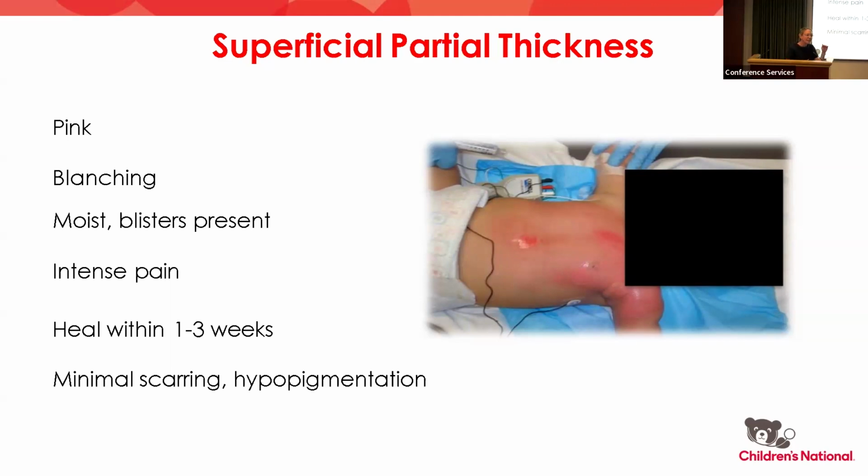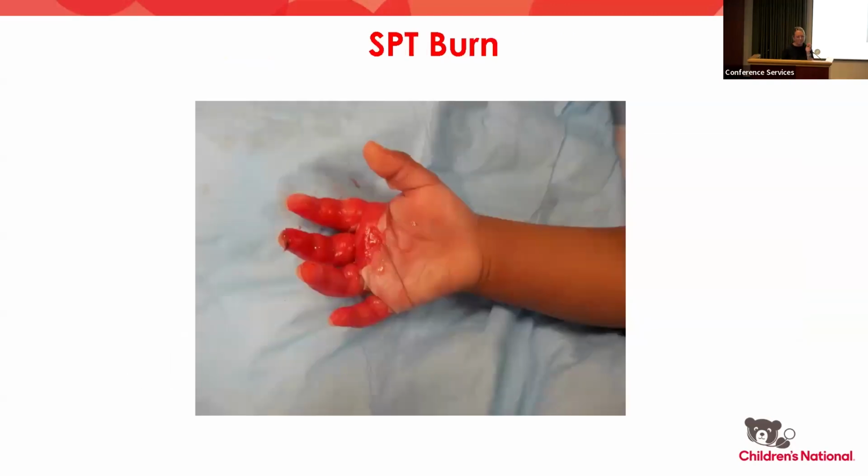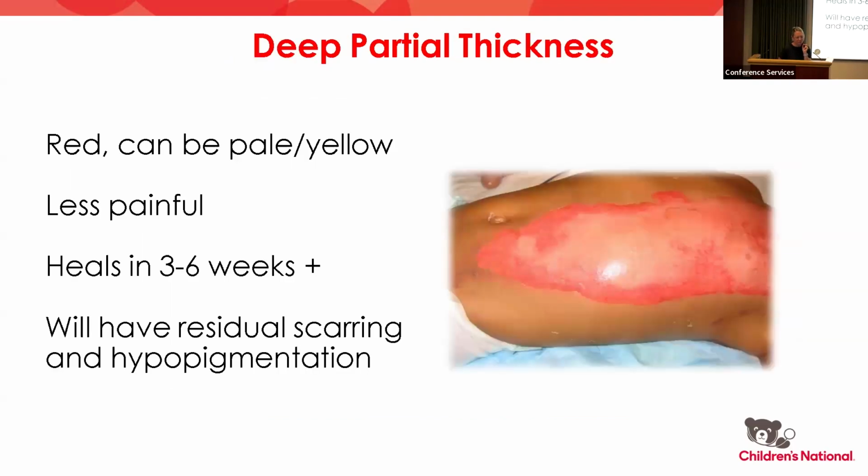These burns that heal in less than 21 days, or less than 3 weeks, really do have good outcomes. It's a lot of what we see, and a lot of these kids have little scarring, little hypopigmentation. So here's another example of a superficial partial thickness injury. Again, pink, moist. If you touched it with a gloved hand, it would be blanching. So, superficial partial thickness injury.